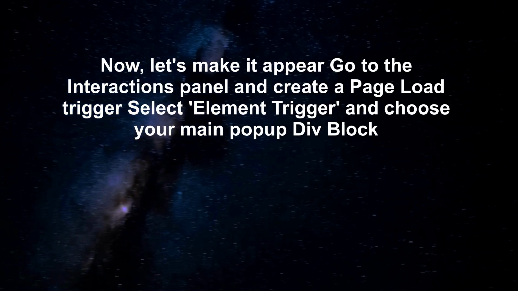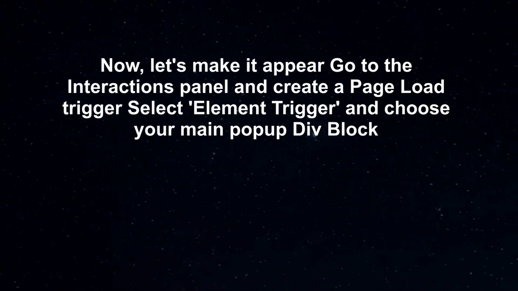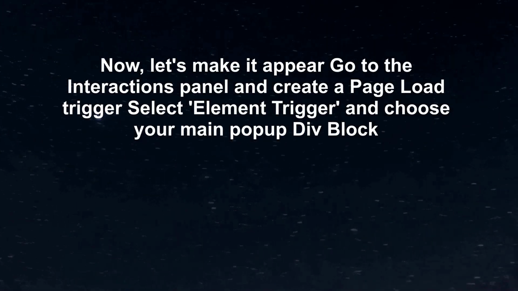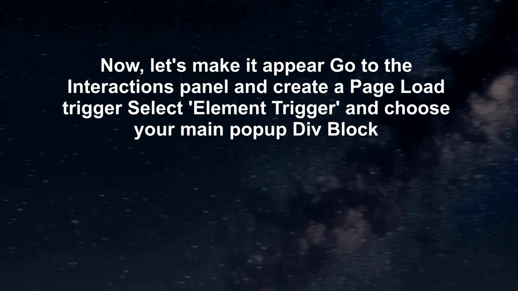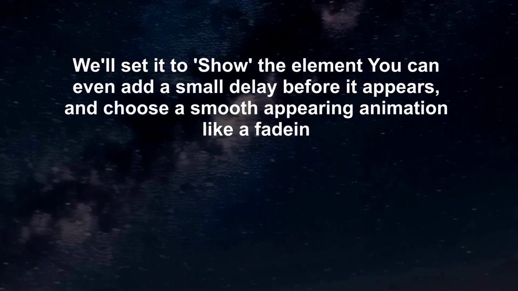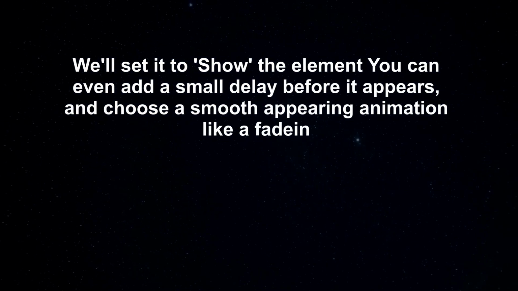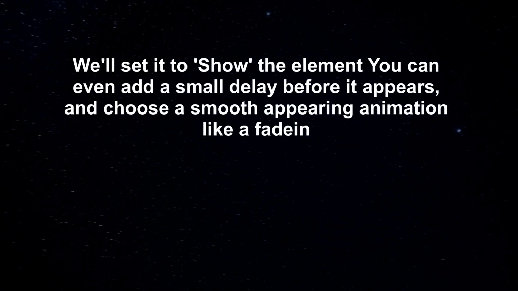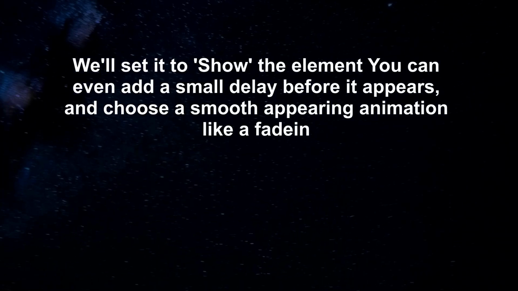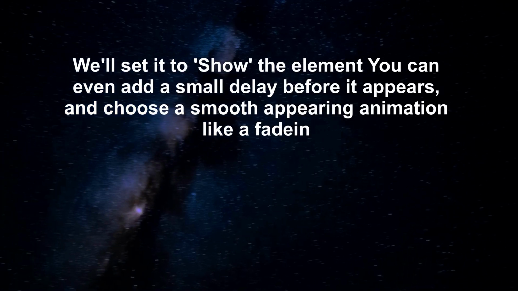Now, let's make it appear. Go to the Interactions panel and create a page load trigger. Select Element Trigger and choose your main pop-up div block. We'll set it to Show the element. You can even add a small delay before it appears and choose a smooth appearing animation like a fade.